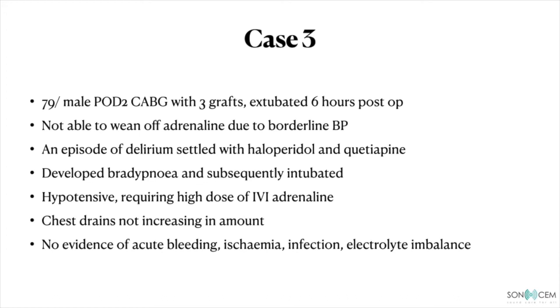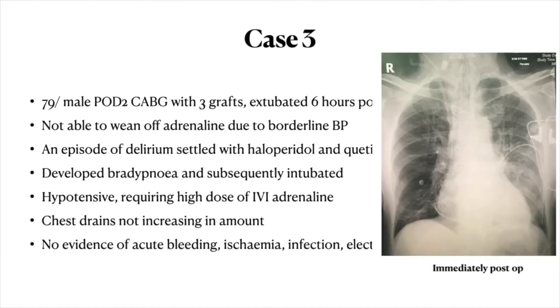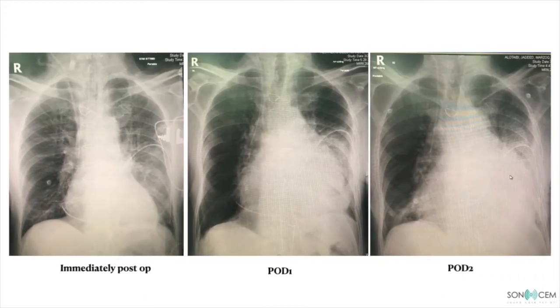He, however, developed bradypnea and subsequently was intubated. He was persistently hypotensive and the requirement of IVI NORAD increased with time. The chest drains were not increasing in amount, and upon assessment, we could not find any evidence of acute bleeding, ischemia, infection, or even electrolyte imbalance. We then reviewed the chest X-ray, and you can see the heart silhouette increase in size from day 1 to day 2 post-op.